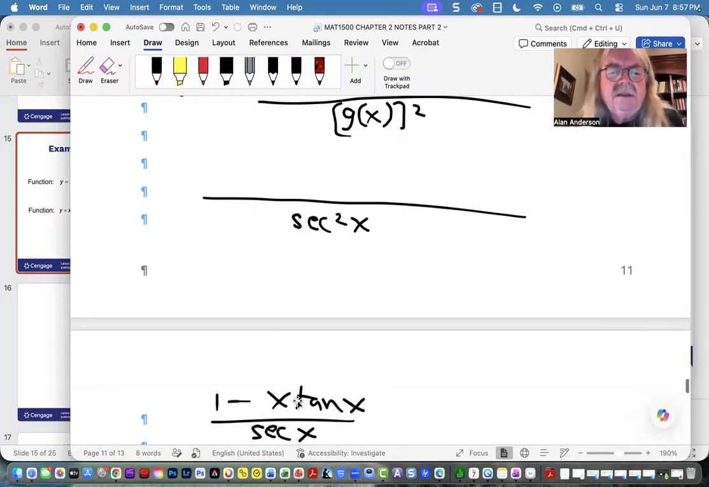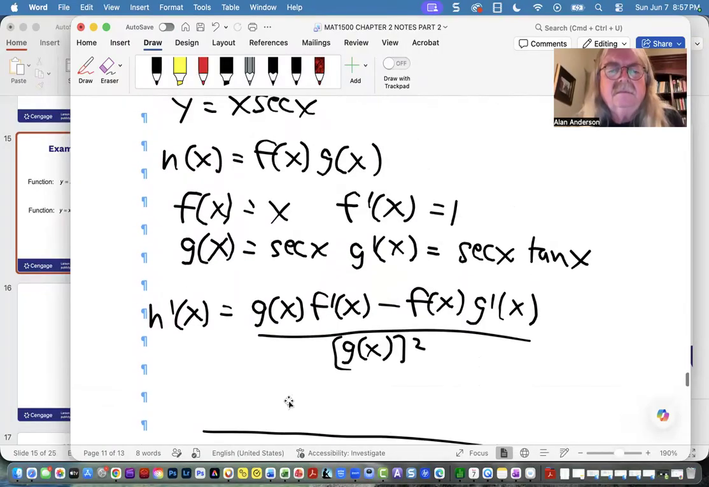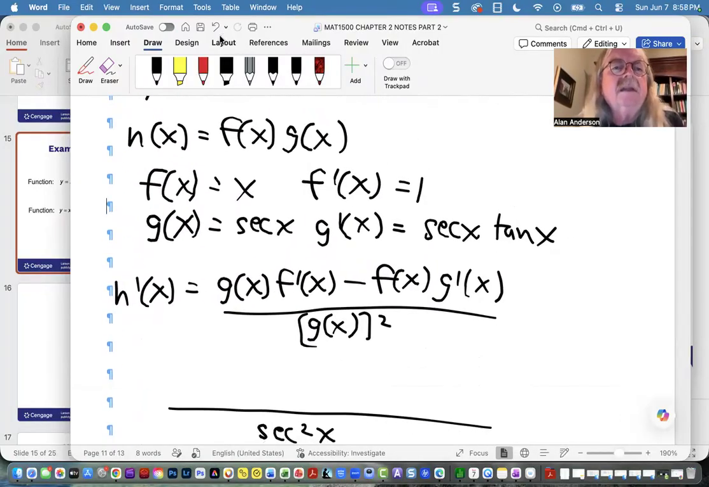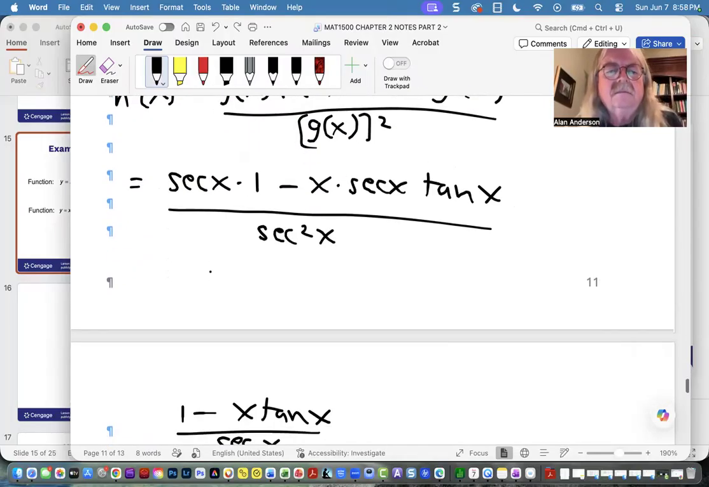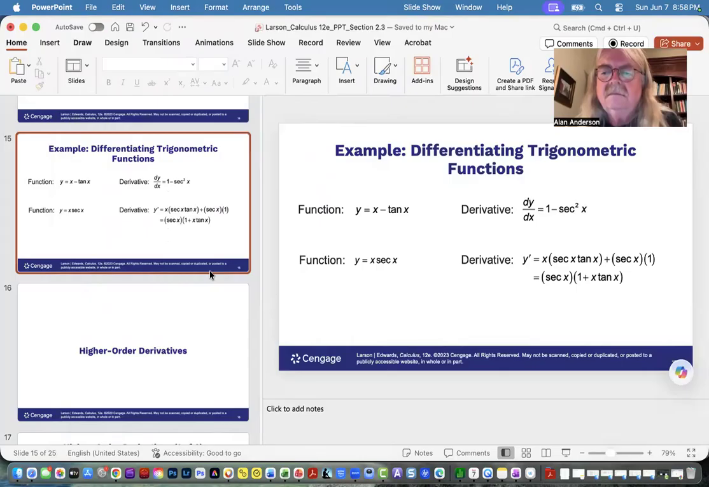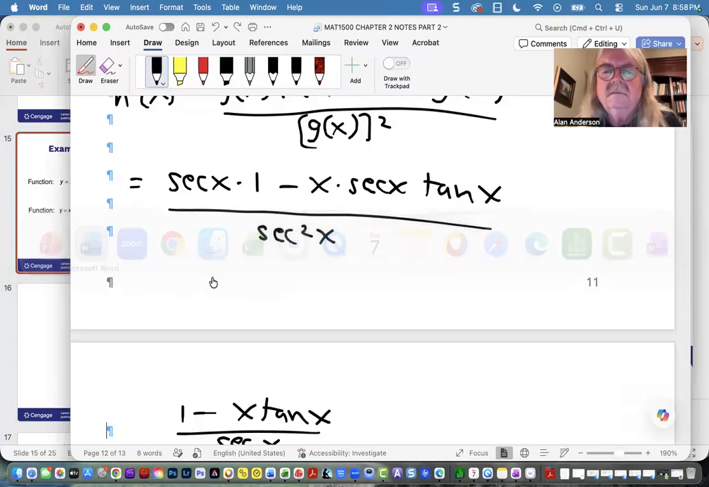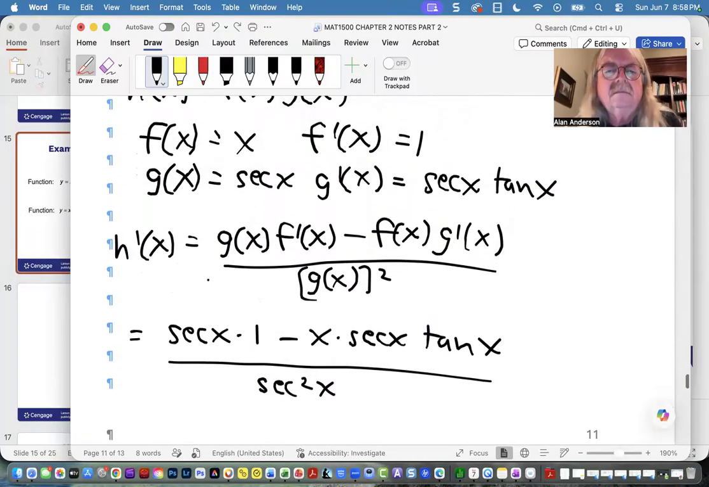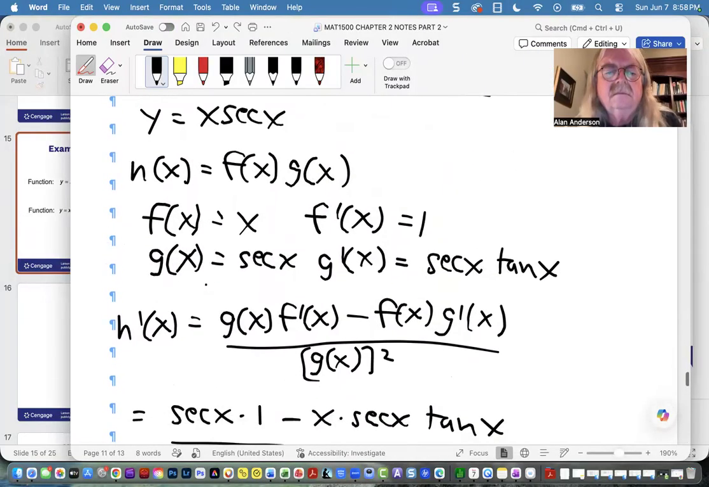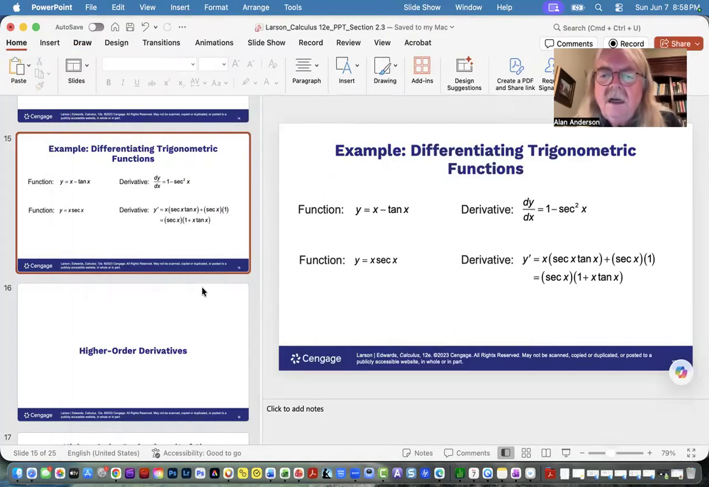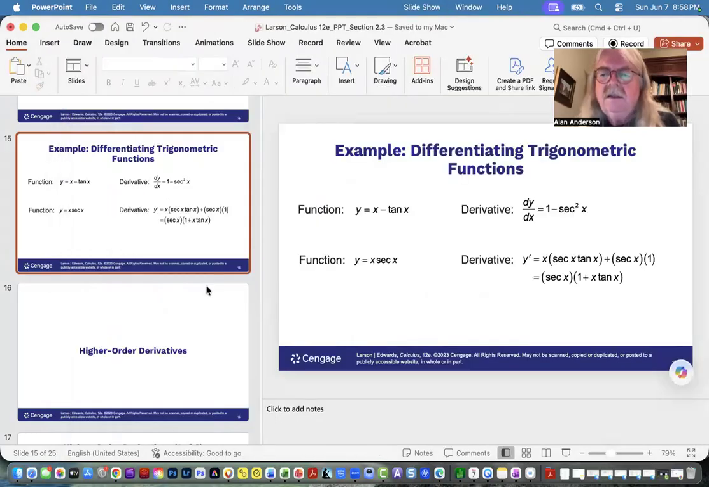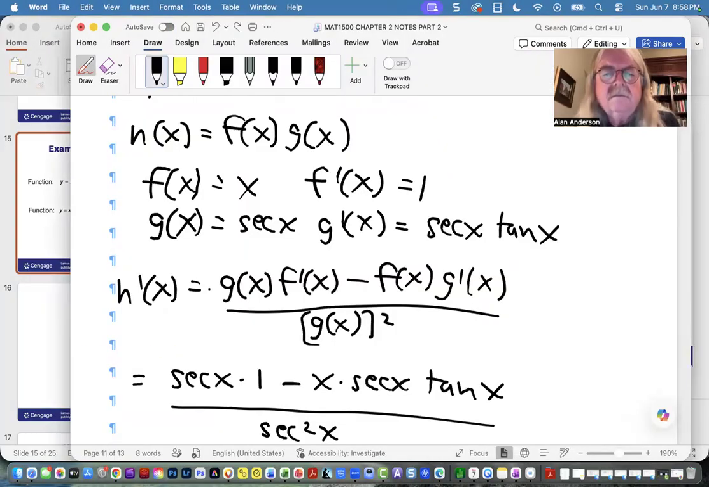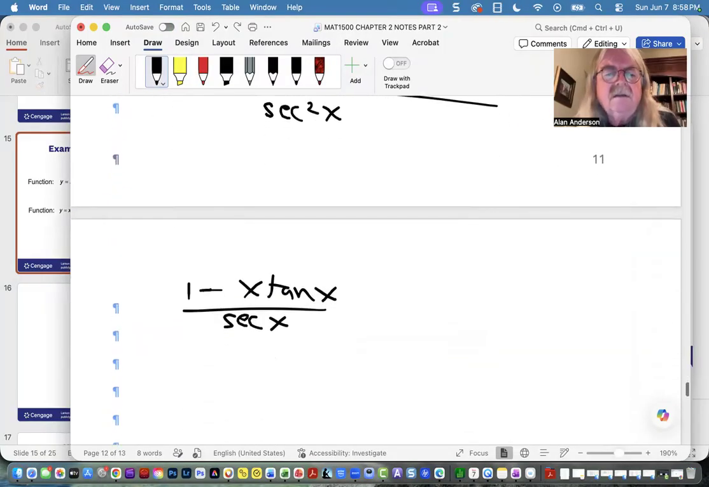Oh, what happened there? I think something just disappeared. Oh, it got erased somehow. Let's see, x. All right, so that should do it.